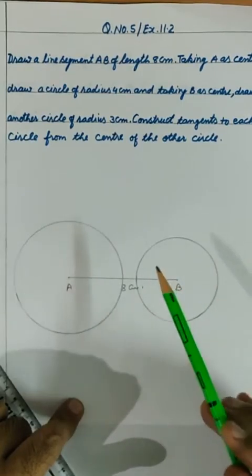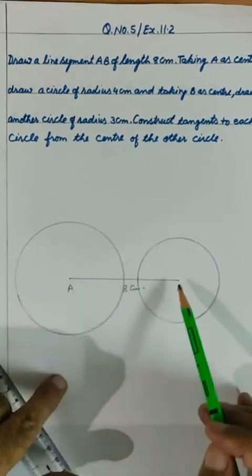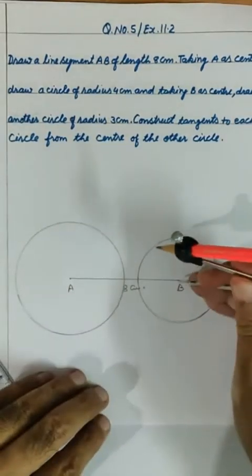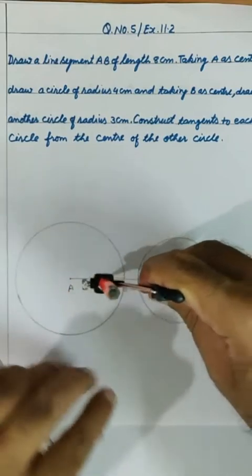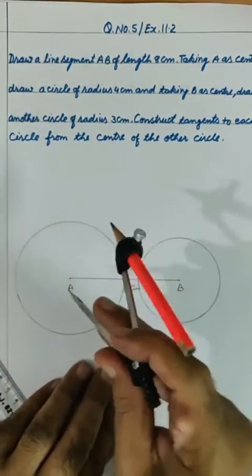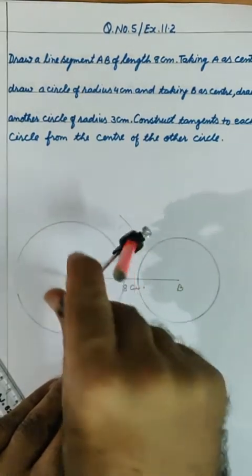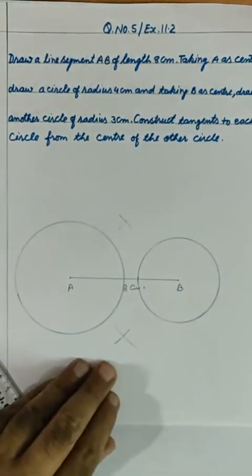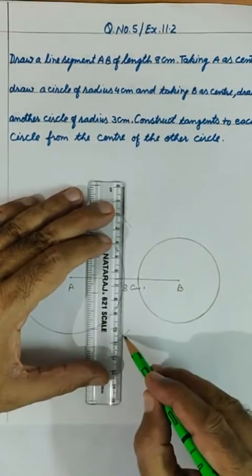Now the second step is we have to draw the perpendicular bisector of this line segment joining the center to the external point. In this perpendicular bisector, what precautions do you have to take? You open more than half, you can draw this, and from here also you can draw this. You have drawn.